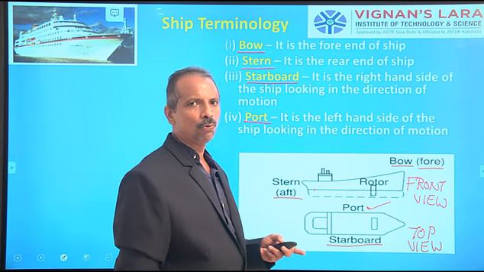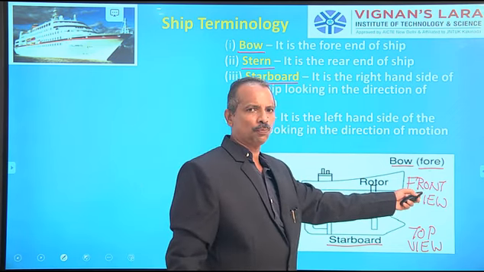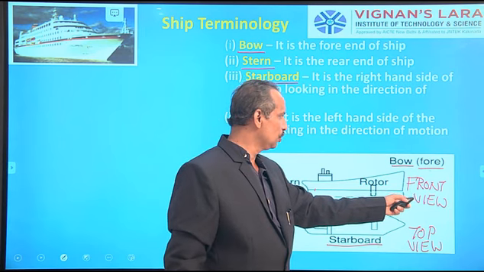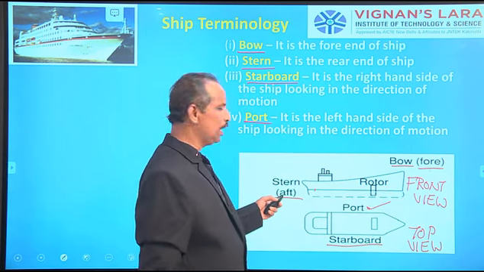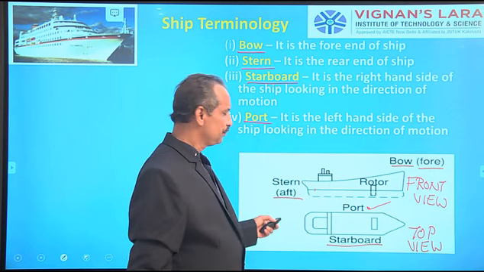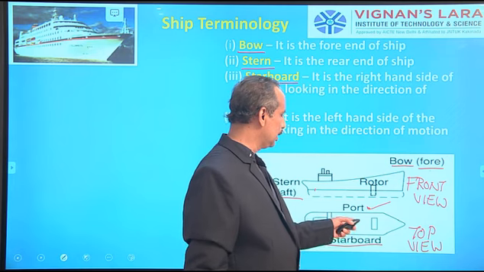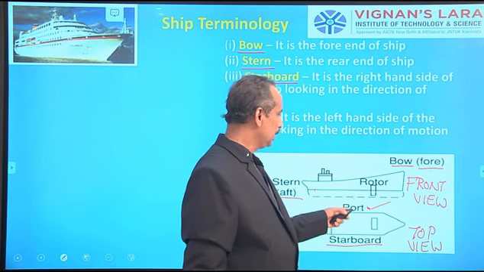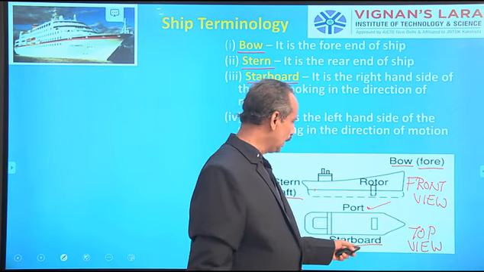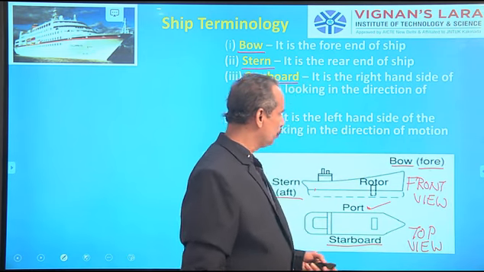Very important terminology. Bow is nothing but the front portion of the ship in the front view, and stern, also called aft, is the rear portion. Then port and starboard: the left side of the ship in the top view is called port, and the right side of the ship in the top view is called starboard.